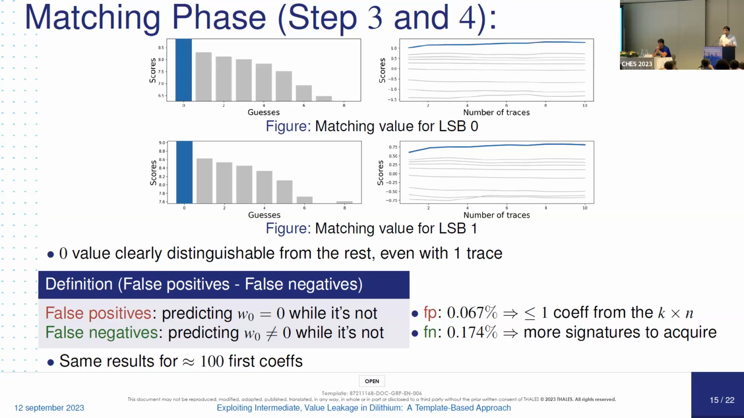To end the evaluation of this template, we decided to assess the results of the template built on the first coefficient on the other coefficients. For around the first 100 decompositions, we found the same false positive and false negative results. So an attacker can only target 1 decomposition, build the template there, and then apply it to the other ones.